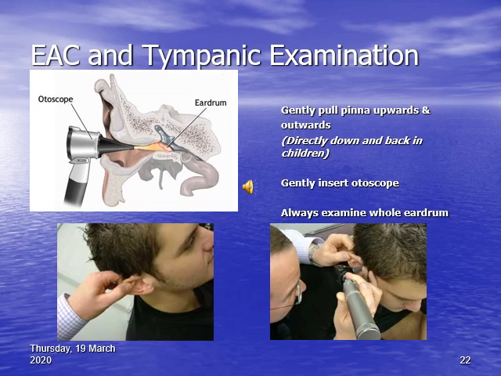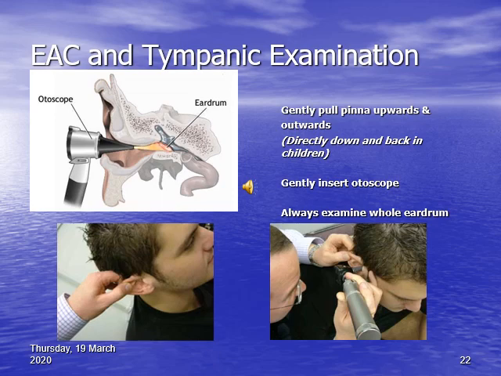Here we will talk about the examination of the external canal and the tympanic membrane. The examination of the external canal and the tympanic membrane we call otoscopy. Otoscopy is the examination of the ear canal and the tympanic membrane by magnification, and the device used to do this examination we call the otoscope. How can we perform this examination?